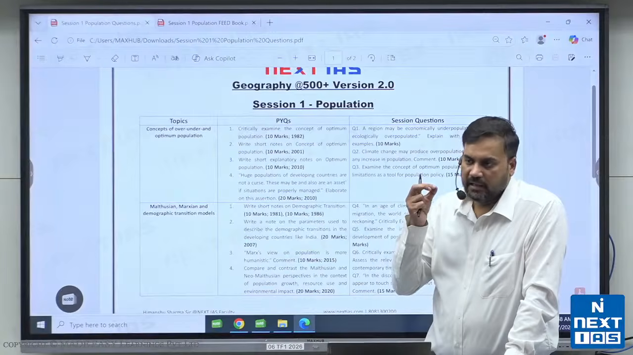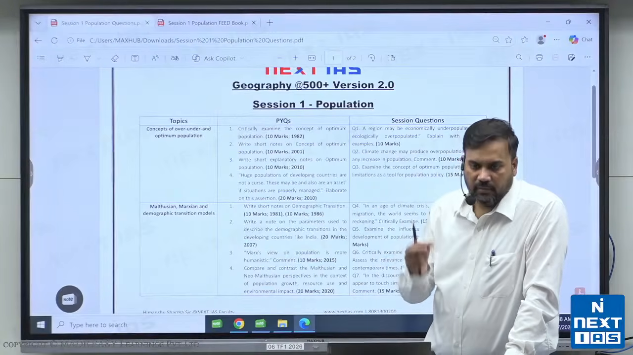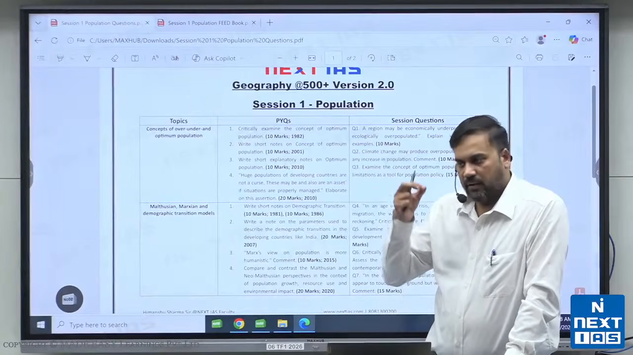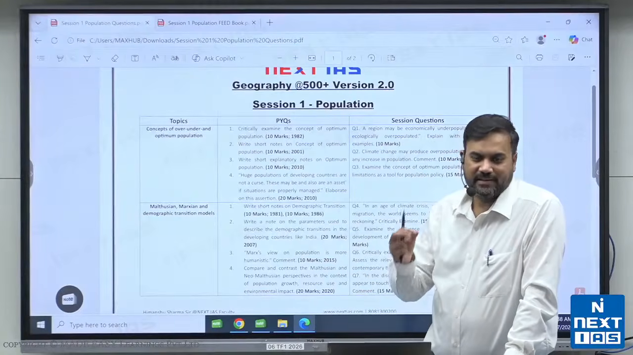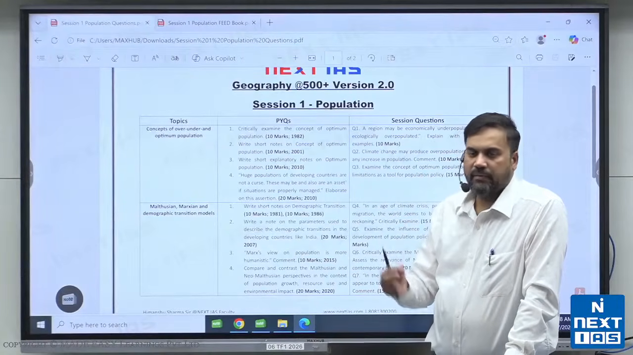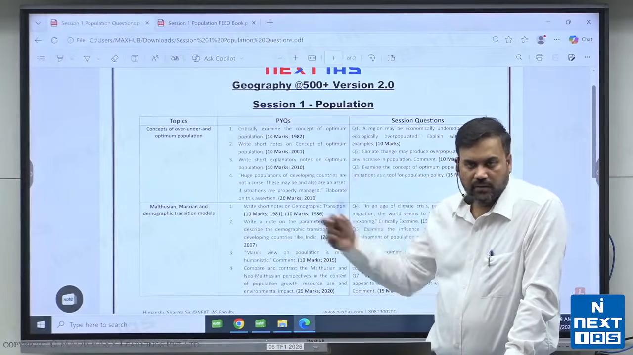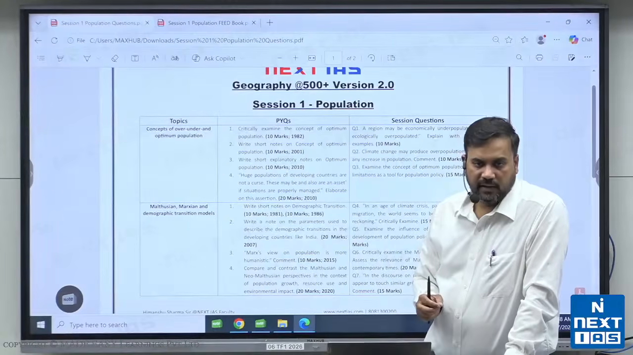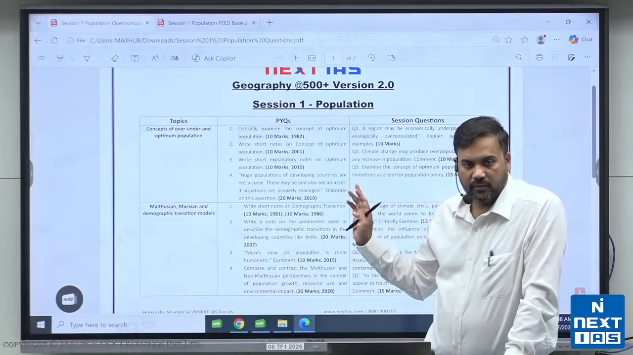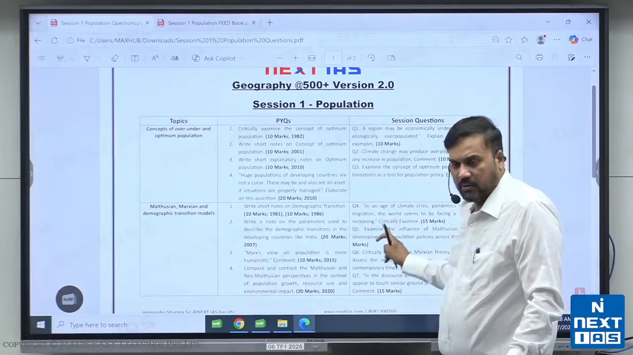And the stipulated limit is very clear. For 10 marker, it is 6 minutes. If you talk about 15 markers, it is 10 to 11 minutes. And for 20 markers, it is 15 minutes. ठीक है? That is what you have to do. So मुझे अगर practice करना है तो मैं इसको करूँगा ना.